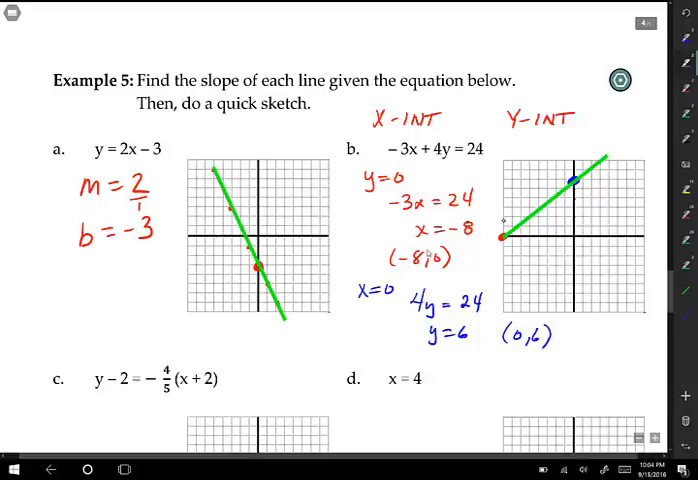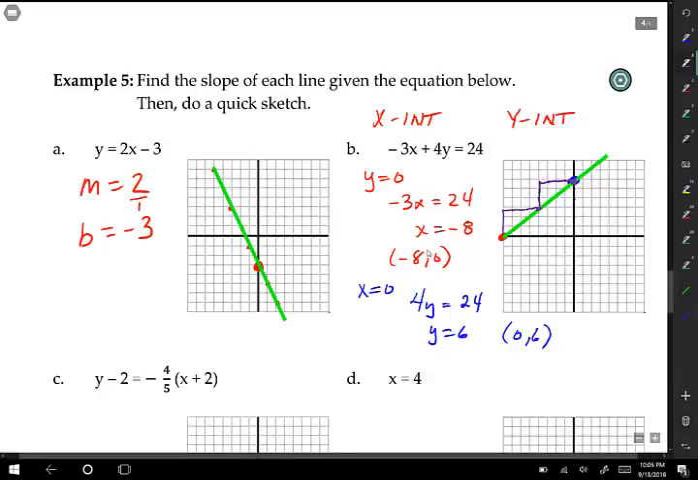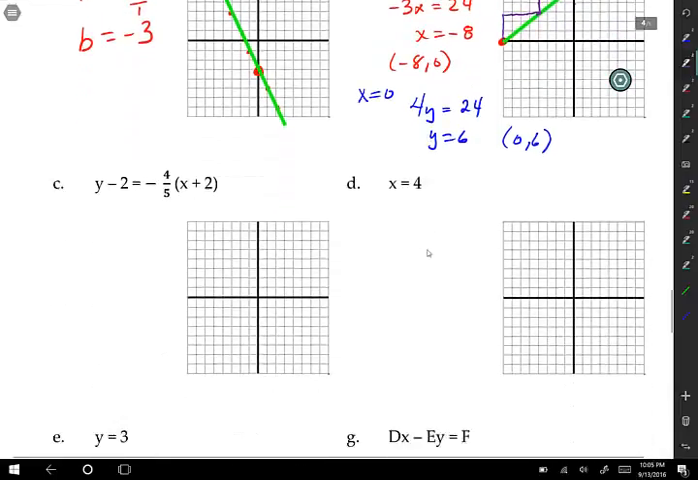A positive 3/4. We're going to go up 3, 1, 2, 3, and over 4. And that gets us to this point, and then up 3 more and over 4 to our second point. So it does have a slope of 3/4 going to the right. Let's look at point C.